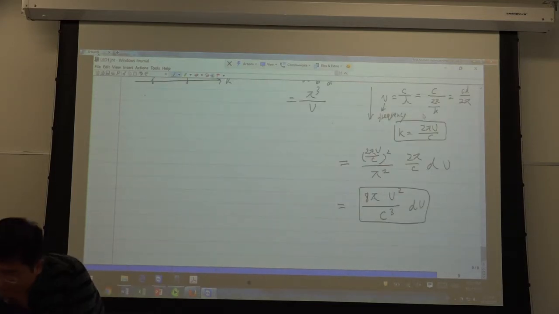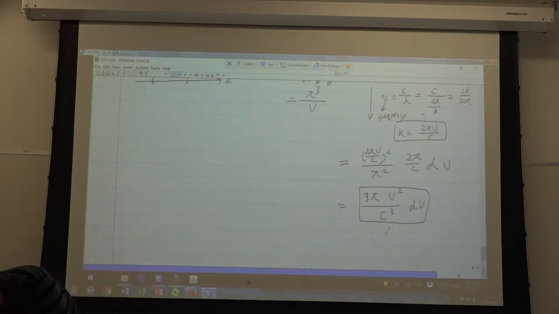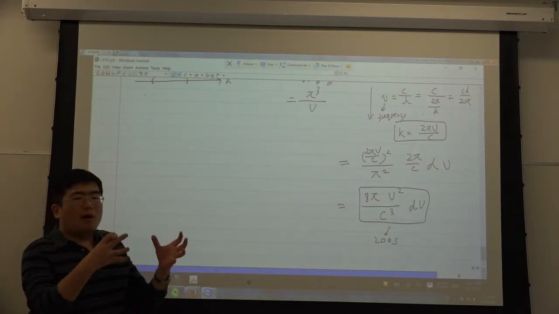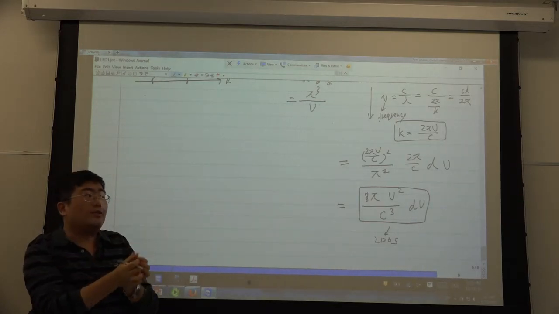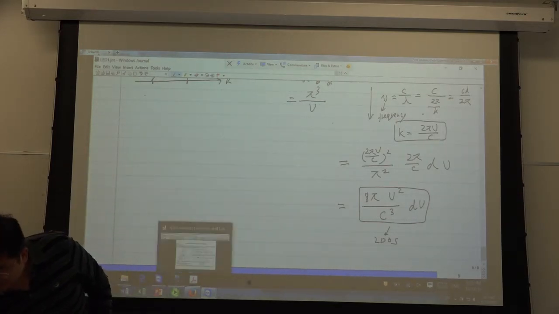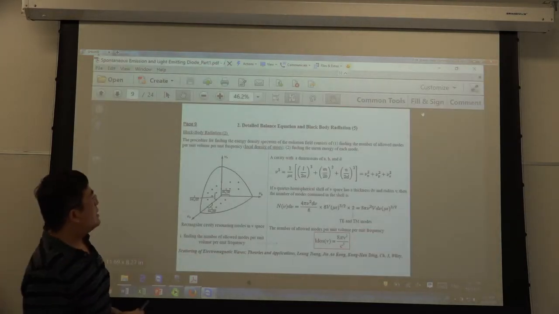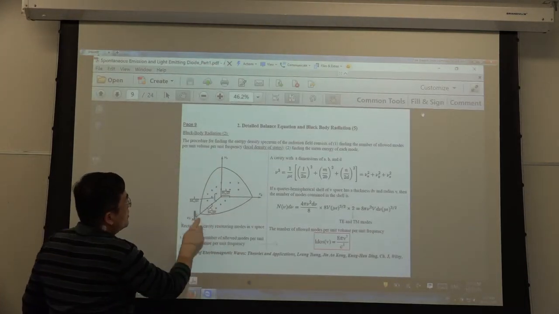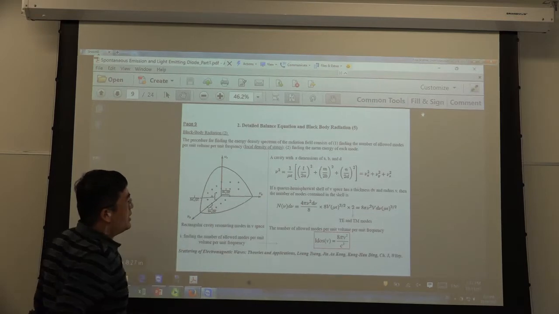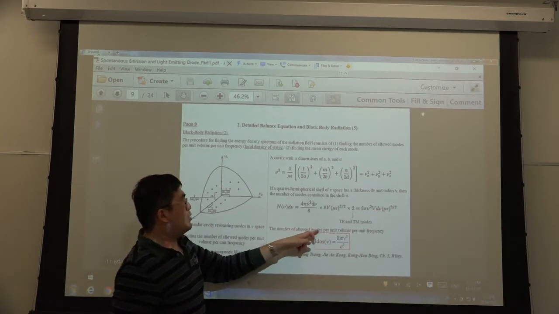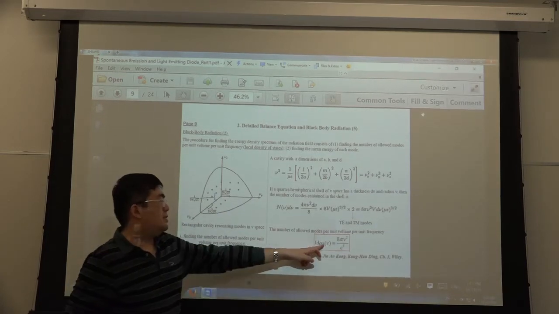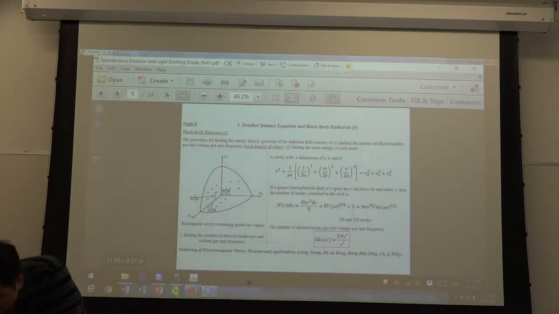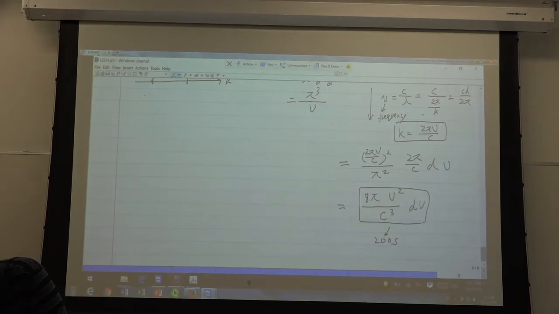This is the local density of state. Local density of state means the number of allowed modes per unit frequency. I go to this picture, it's better. This is a shell. This is the number of allowed modes per unit frequency per unit volume. This is called LDOS. This is the first thing we must do.